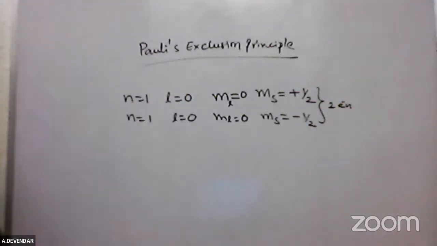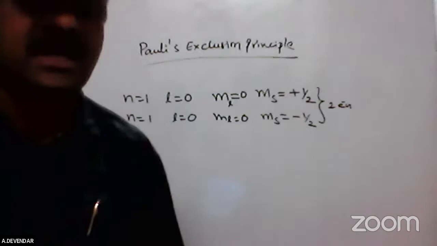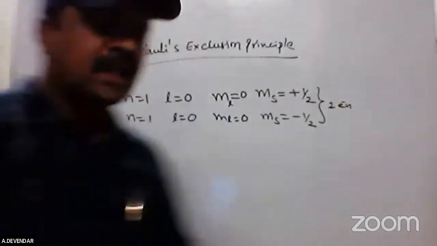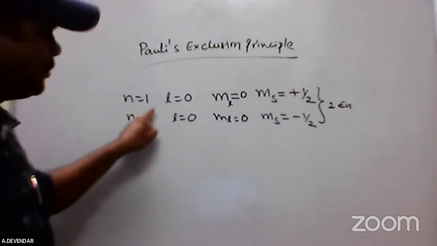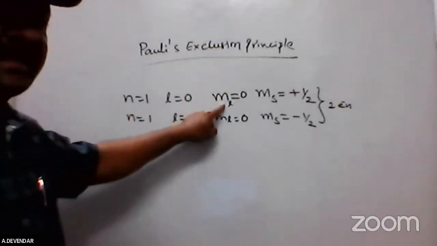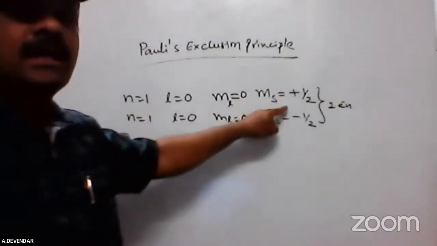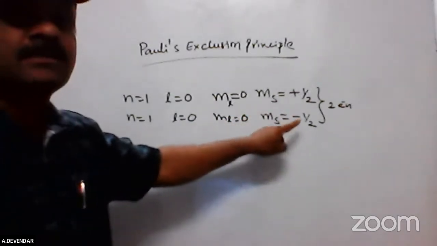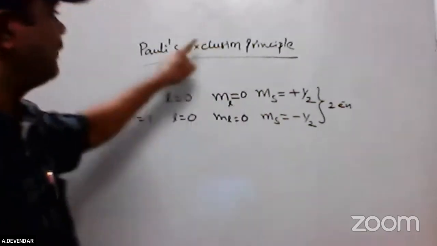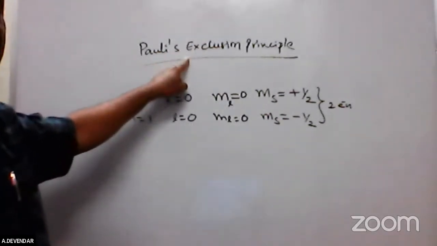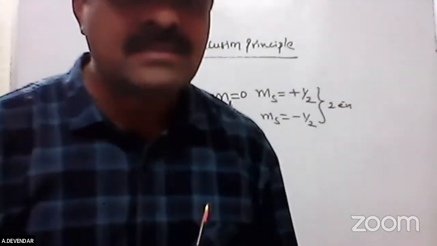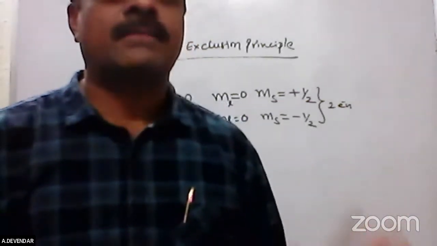I already told you that each sub shell holds only 2 electrons. In the 2 electrons, all 3 quantum numbers, that is the principal quantum number, azimuthal quantum number, and magnetic quantum number, are the same. But for the spin quantum number, one electron must be in the clockwise direction and the other electron in the anti-clockwise direction. That is given by Pauli's exclusion principle: no 2 electrons in an atom can have the same set of identical 4 quantum numbers.